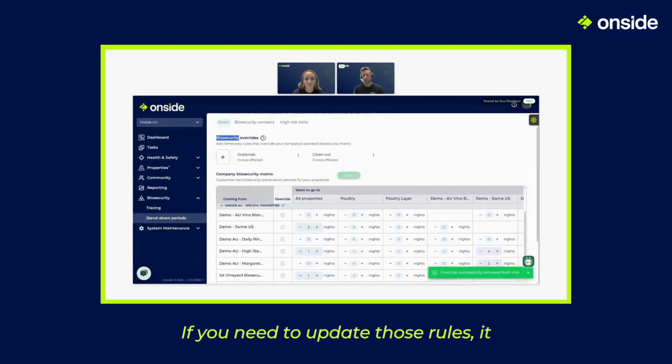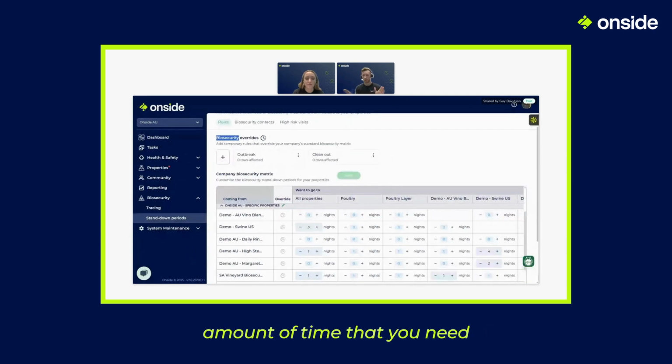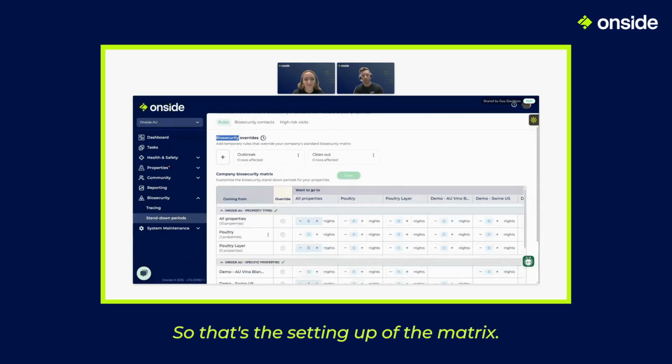If you need to update those rules, it just will put it there for the temporary amount of time that you need it there for. Then you remove it, and it goes back to the standard rules that you'd set before. So that's the setting up of the matrix.